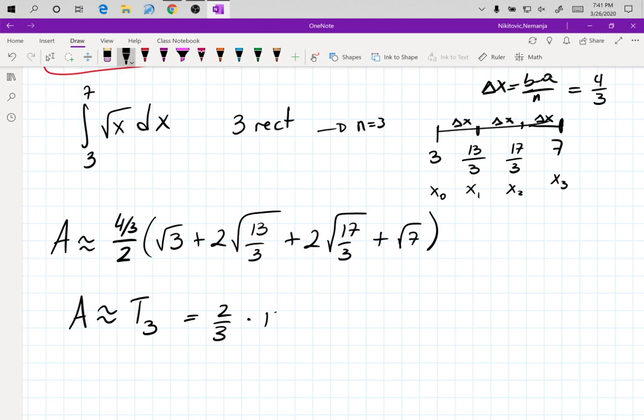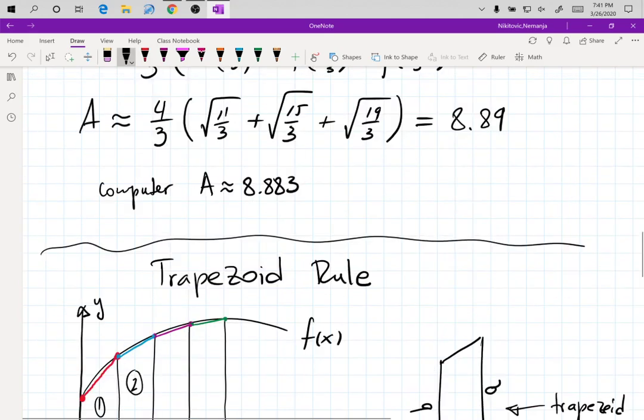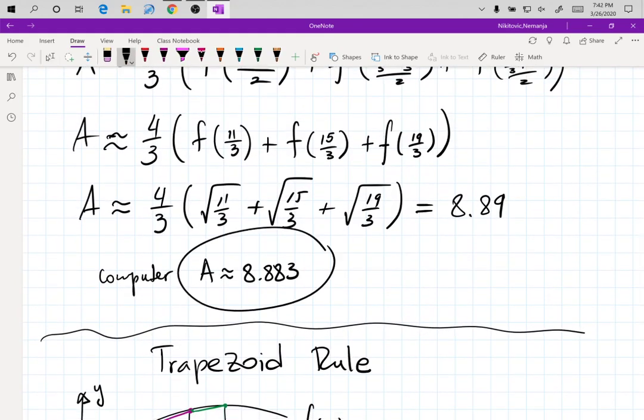Gives me 13.302. So times 2 divided by 3. It gives me 8.87. Right where we want it, right? Remember? We have 8.87.